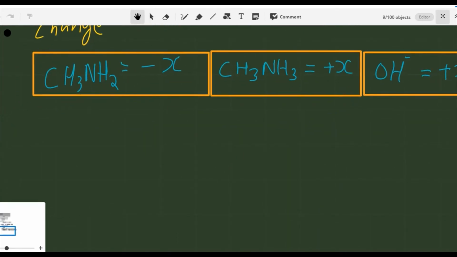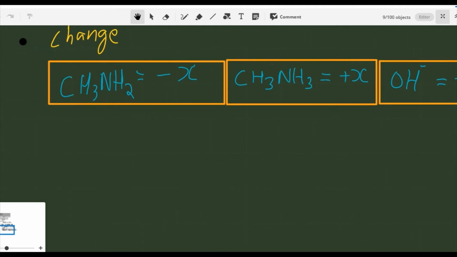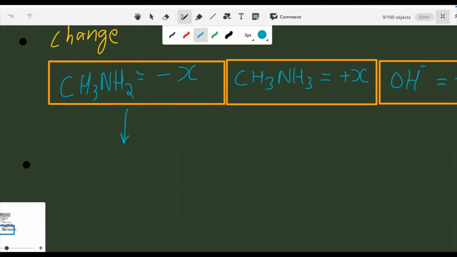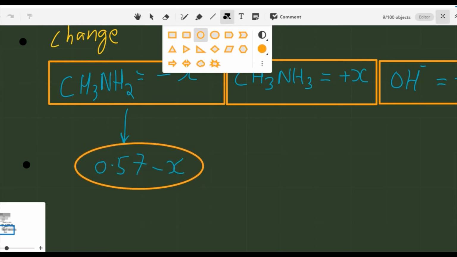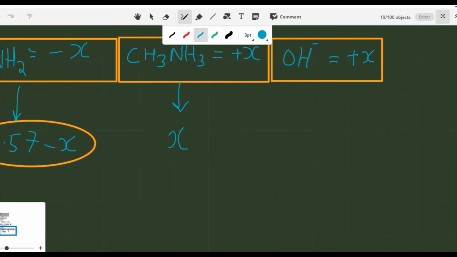Now, what is the equilibrium state of this reaction? For CH3NH2, the initial concentration is 0.57, so here you need to write 0.57 minus x. While the CH3NH3 is equal to x, and the hydroxide is also equal to x.